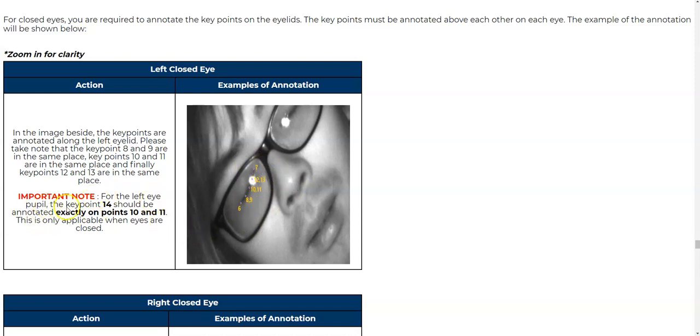For the left eye pupil, the key point 14 should be annotated exactly on key points 10 and 11. This is only applicable when the eyes are closed. So when the eyes are closed, you'll annotate 6, 7, 8, 9 at the same point, 10, 11 at the same point, 12, 13 at the same point. And when you are required to annotate the left eye pupil, which would be key point 14, you should annotate it on key points 10 and 11. So you should annotate it here. Here key points 10, 11 and 14 are placed on the same place.